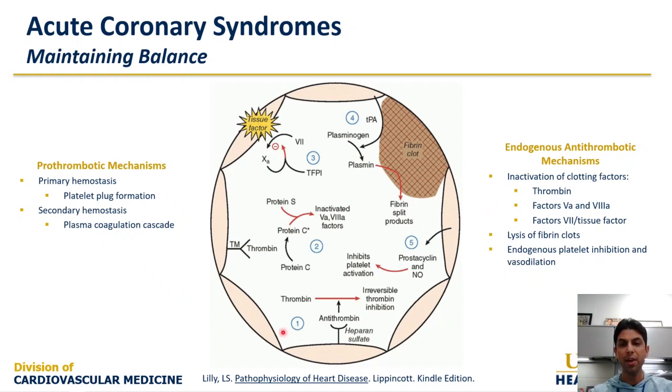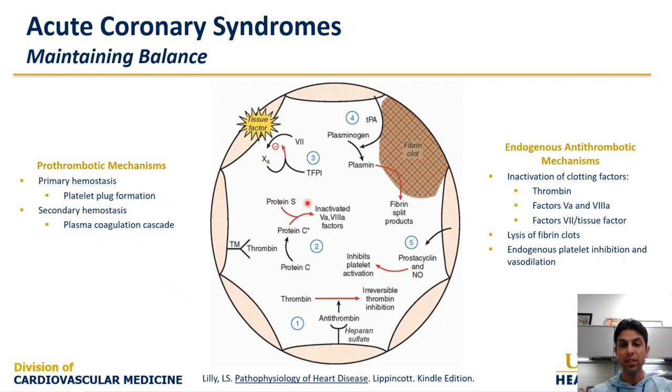So specifically, there's inactivation of thrombin by antithrombin, as shown here, the effectiveness of which is enhanced by binding of antithrombin to heparan sulfate. So heparan sulfate is a medication that we're able to offer a patient that enhances activity of antithrombin, and that results in irreversible thrombin inhibition. In addition, we have inactivation of clotting factors 5A and 8A, as I just mentioned, by activated protein C, an action that's enhanced by protein S. Protein C is activated by the thrombomodulin-thrombin complex.